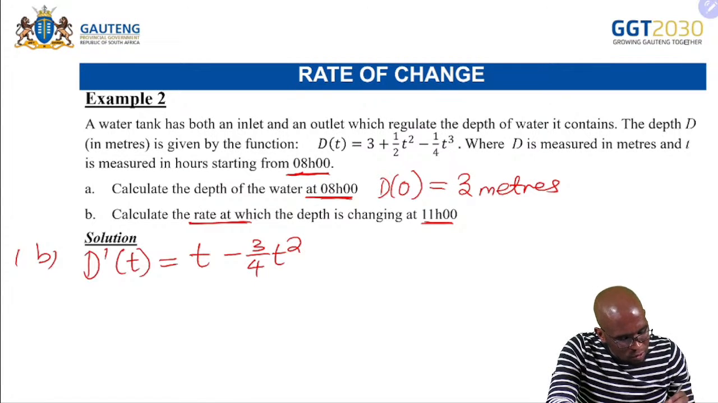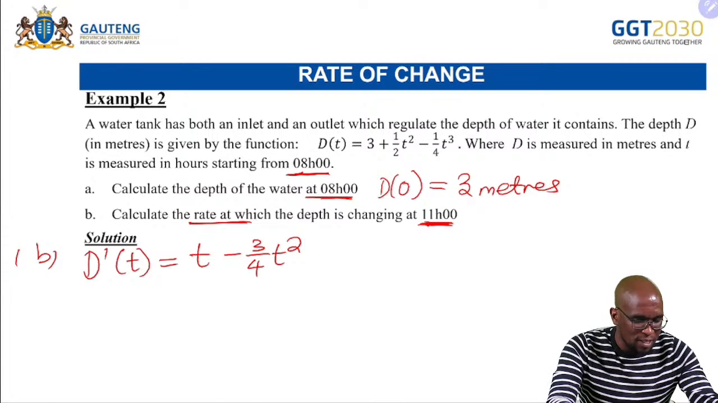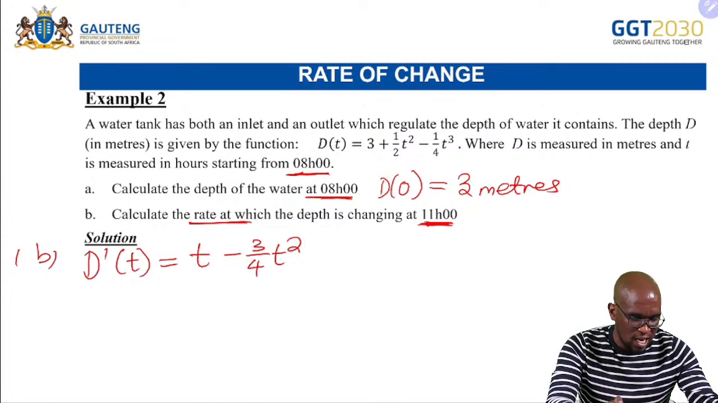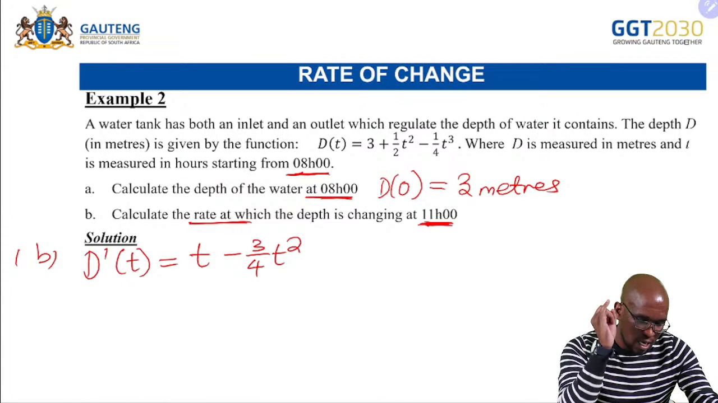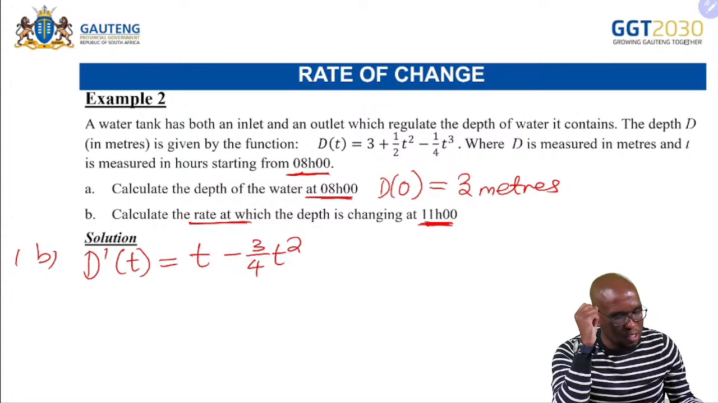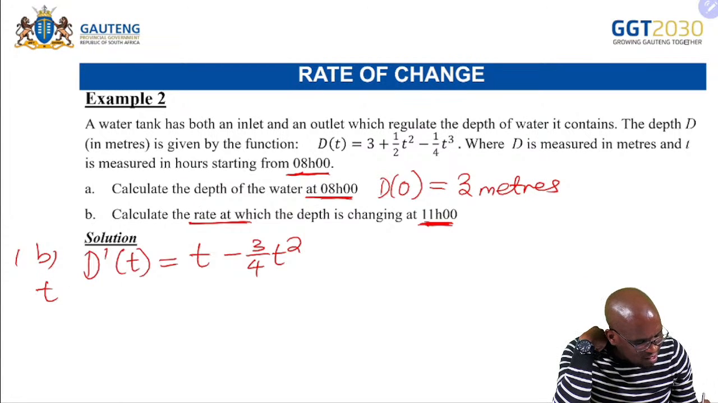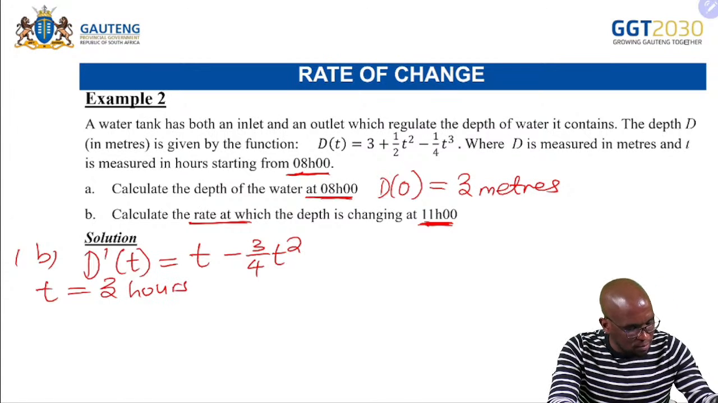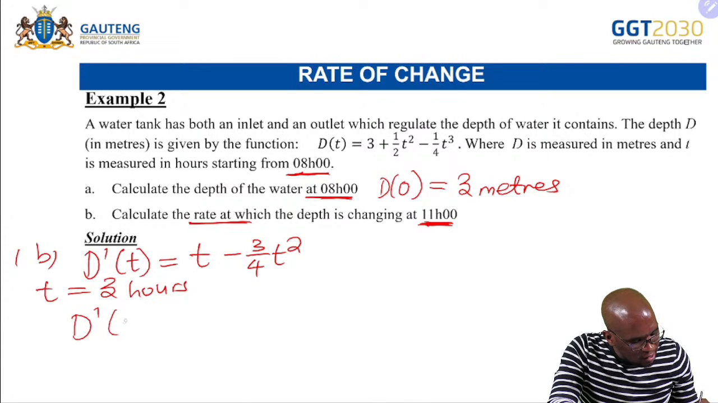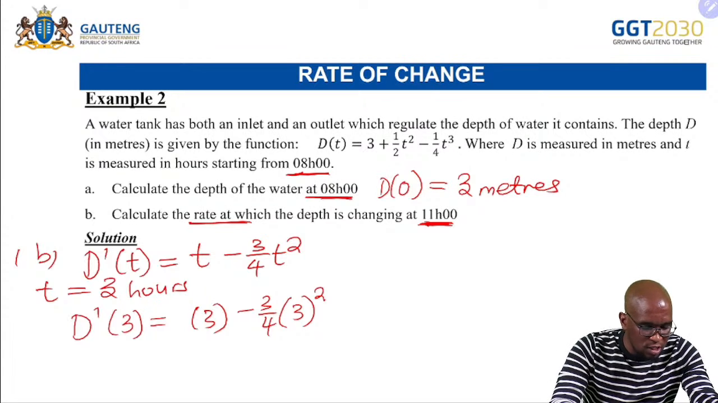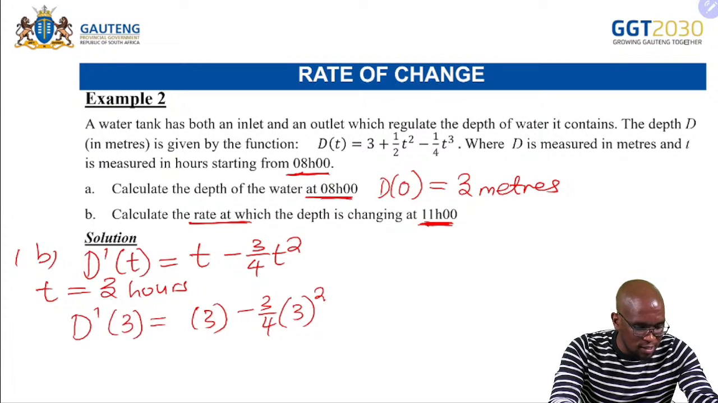And they said to us, determine the rate at which the depth is changing at 11. Remember, time is measured in hours. If we started at 8, then it would be 8, 9, 10, 11. So it's 3 hours that have lapsed, which means that t is equal to 3 hours. We substitute 3 where we see t, because at 11, only 3 hours have lapsed.